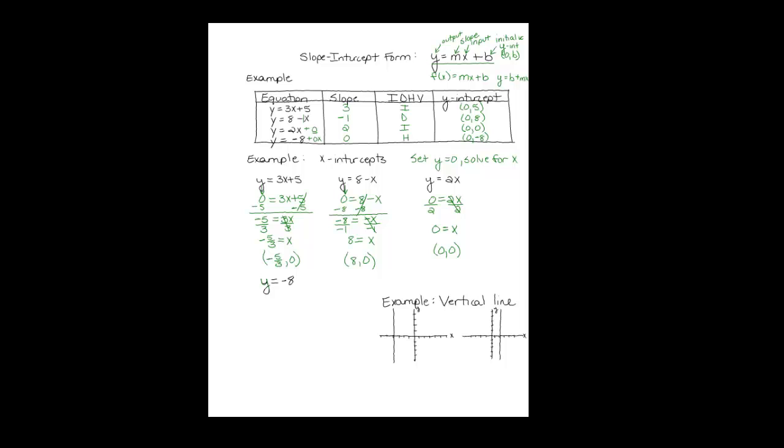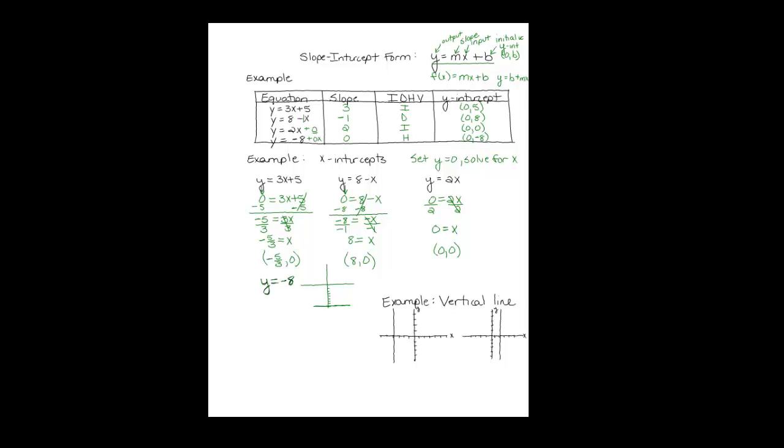Now for the last one here, we have y is equal to negative 8. Now we expect something strange might happen here because we've got a horizontal line. We've got a horizontal line with a slope of 0 at negative 8. So negative 1, 2, 3, 4, 5, 6, 7, 8. There's our horizontal line at negative 8. Notice it shouldn't have an x-intercept. Horizontal line, it's not going to come up and cross the x-axis. So something strange is going to happen here. But let's see what happens.